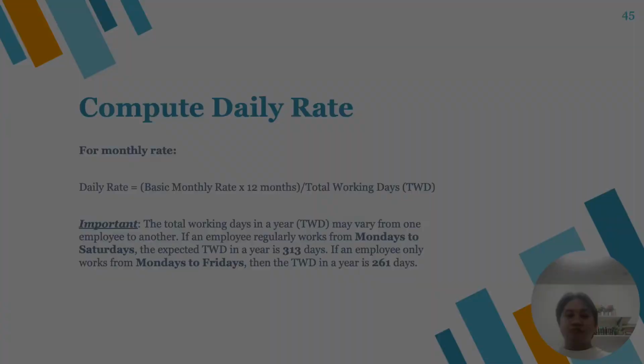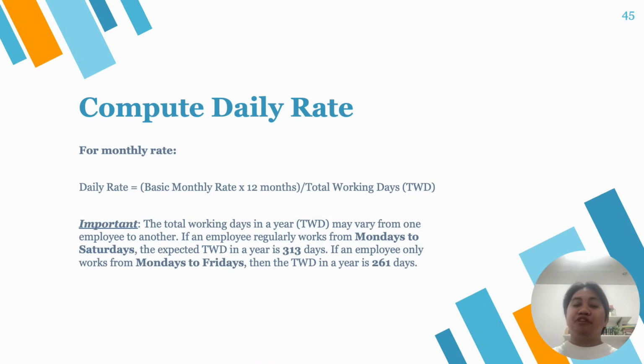Okay? Now, to compute for your daily rate, the daily rate is actually the basic monthly rate multiplied by 12 months to get the entire annual rate, and divided by the total working days of the employee. So how do we come up with the total working days? You deduct the number of weekends or Sundays or day offs of that particular employee, and deduct also the number of regular holidays as provided under the Labor Code.